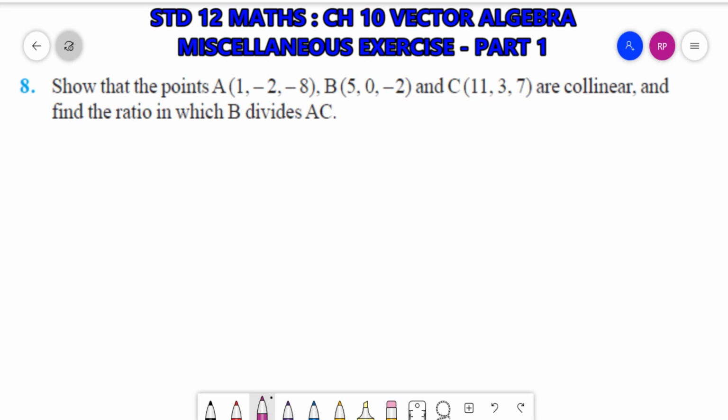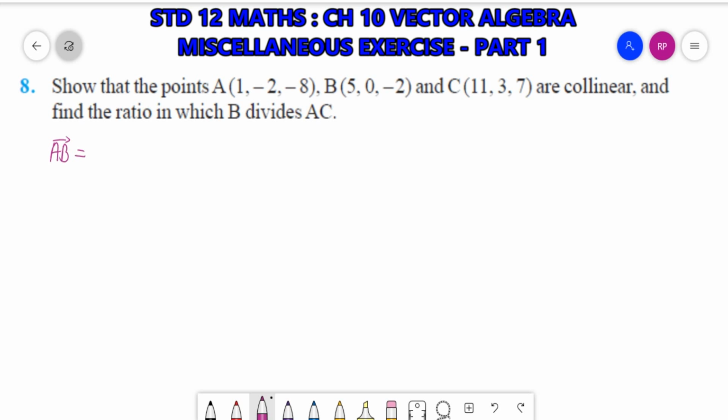Question number 8. Show that points A, B and C, where A is (1, -2, -8), B is (5, 0, -2) and C is (11, 3, 7), are collinear, and find the ratio in which B divides AC. First we need to find out whether they are collinear, so let's find vectors AB, BC and CA.